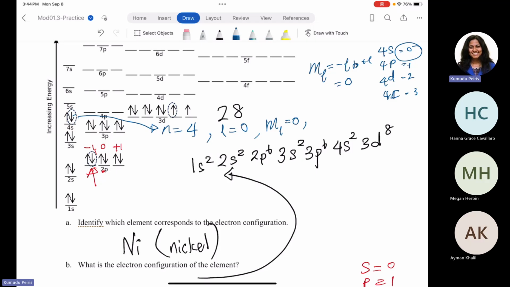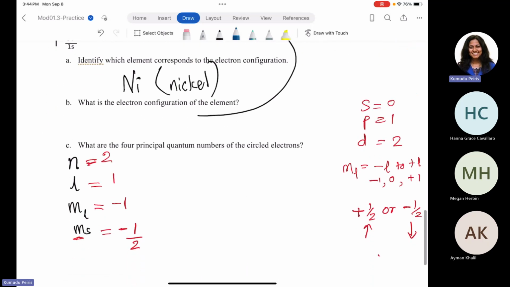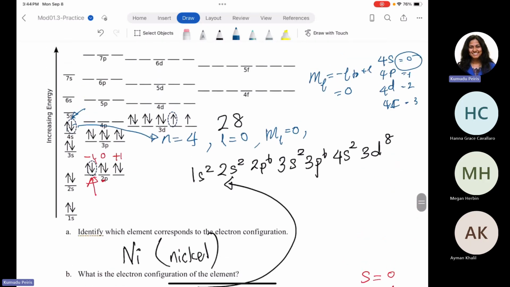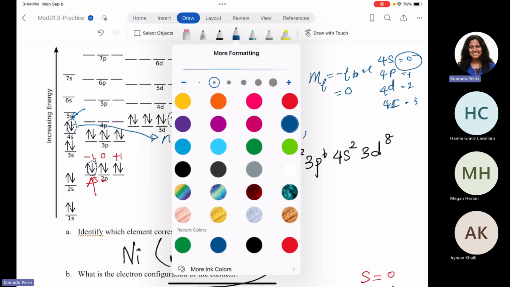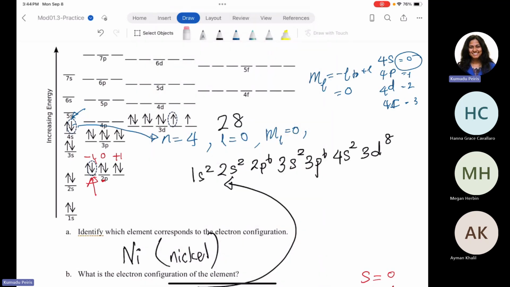That's the reason. Now, look at the orientation of the electron. It is pointing down. So as I have told you there, when it is pointing down, that will be negative half. So the ms will be equal to the negative half. Right.